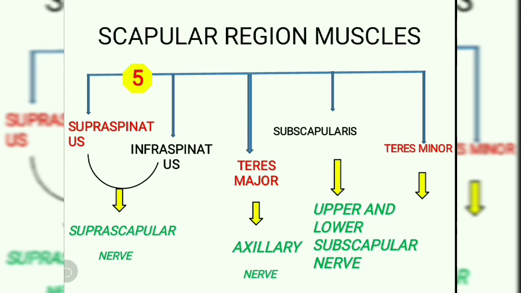Under the scapular region muscles, we have 5 muscles: supraspinatus, infraspinatus, teres major, teres minor and subscapularis.